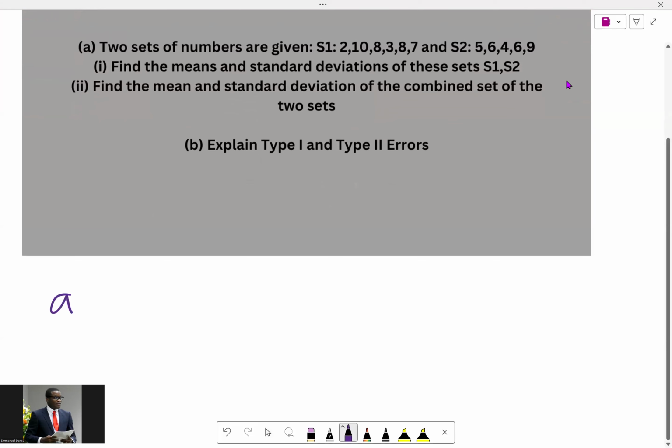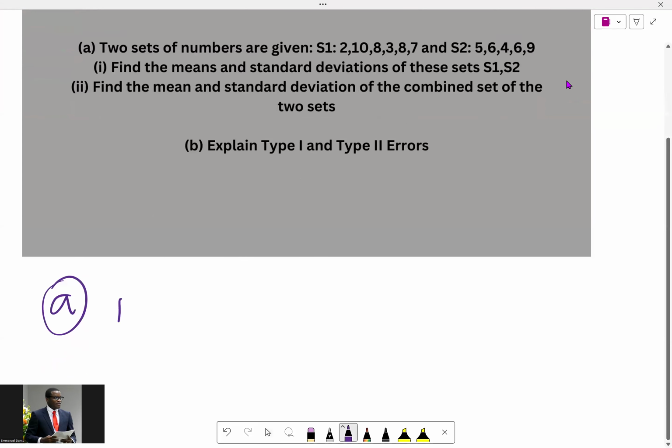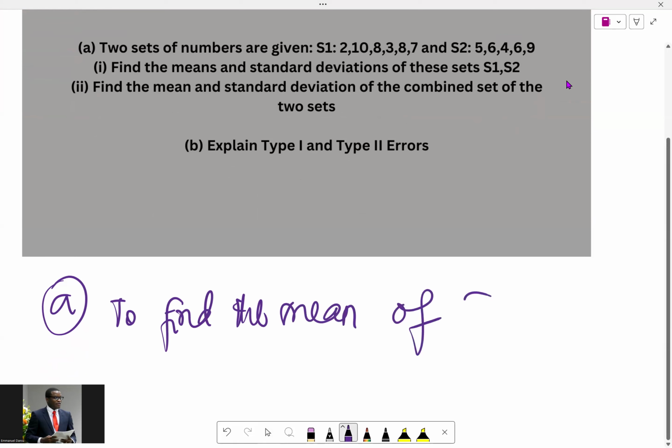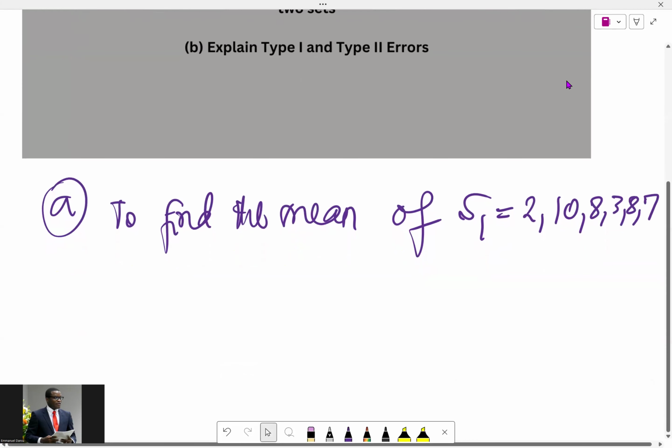Okay, so the first part is A. We basically want to find the mean of S1. Let's start with S1. S1 has 2, 10, 8, 3, 8, 7. So we want to find the mean of that. We know the mean already.